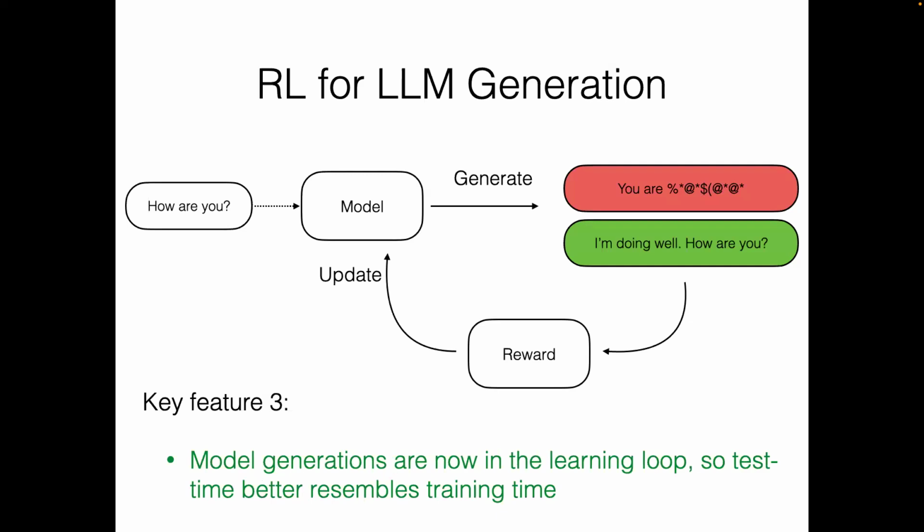And then related, now we have the model in the learning loop. And so when you actually go to use the model at test time, the test time procedure resembles the training time procedure. Before, if you remember, we talked about this idea where with supervised learning, you might train on these certain trajectories, but then when you actually use the model at test time, it might make mistakes, things like that, and it's never encountered those types of mistakes.